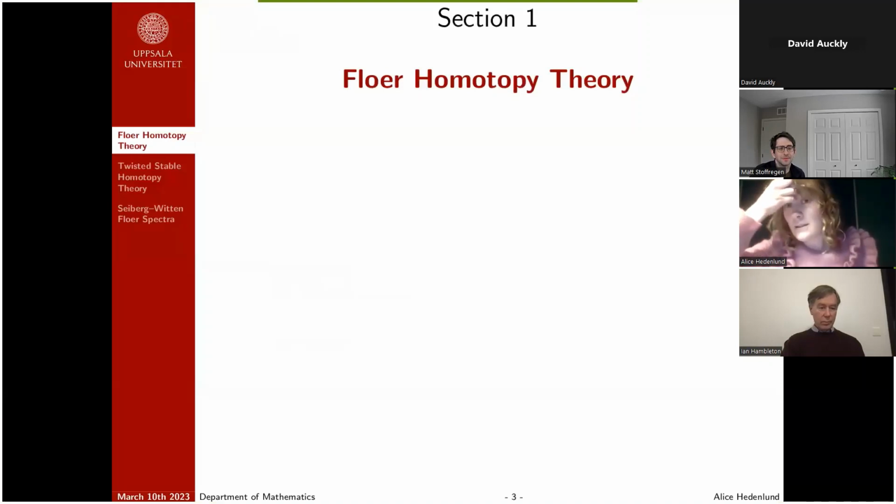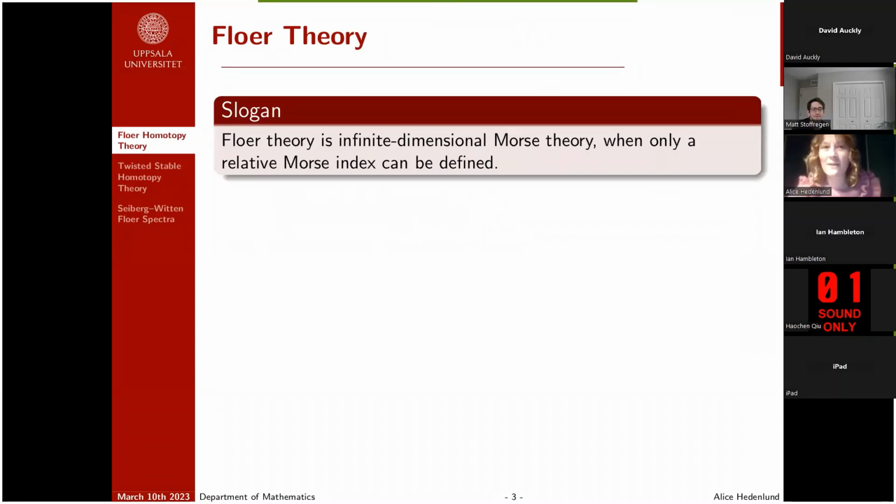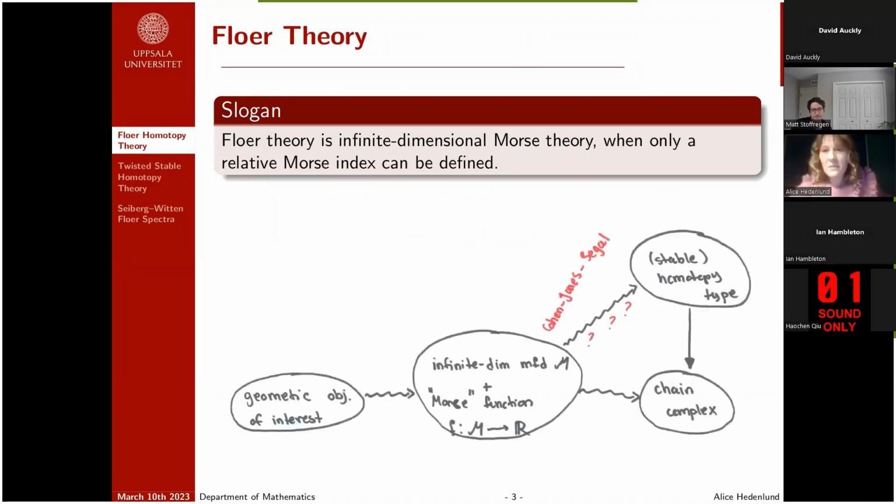Right, so let's start with Floer homotopy theory. So Floer theory, I think most people here probably know Floer theory better than I do, but the slogan that I have in mind is the following: Floer theory is some version of an infinite dimensional version of Morse theory, when only a relative Morse index can be defined. So it's going to be my working slogan. This is sort of how I view Floer theory as working.